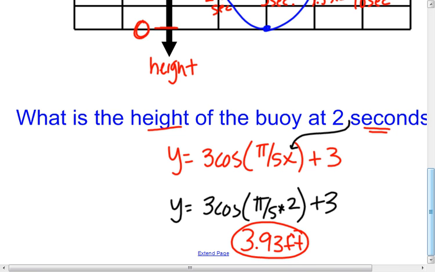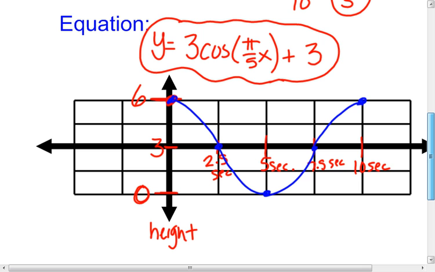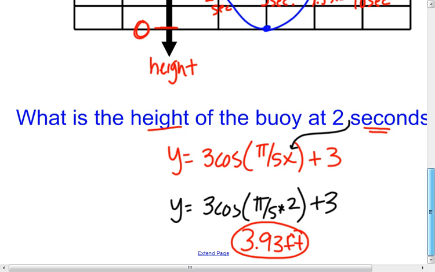Okay, and let's look at the graph and kind of see if that makes sense. At 2 seconds, so here's where 2 seconds is about, and if you look up, 2 seconds is probably about 3.93 feet. That looks like it would work on the graph. Okay, so there you go. That should do it for today.